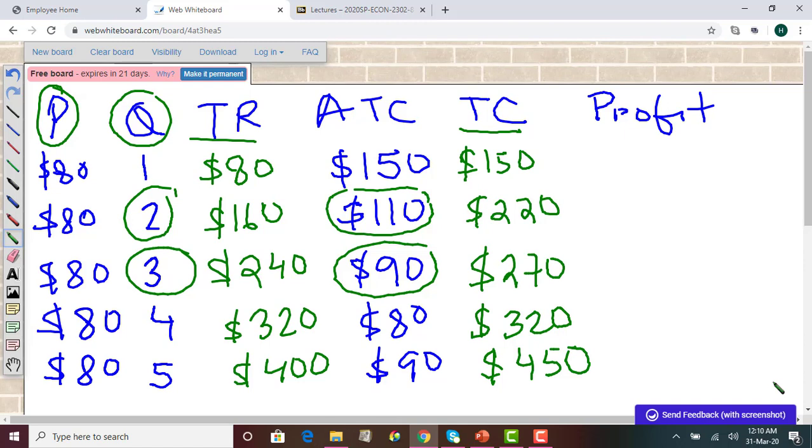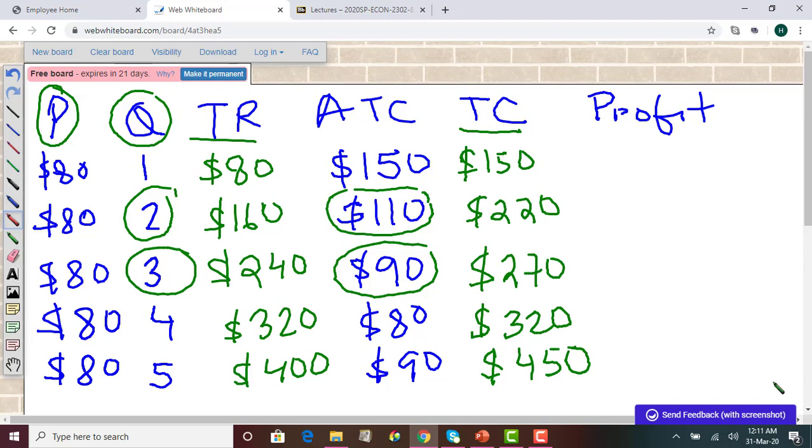Okay, so now we have the total revenue column. We also have the total cost column. Now we need to find the profit. We have seen in the slide that I was talking about before, profit is equal to total revenue minus total cost. So for each unit, we know the total revenue and the corresponding total cost. And that way we can calculate the profit, or loss.